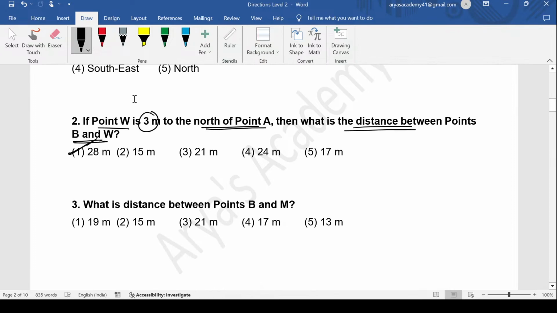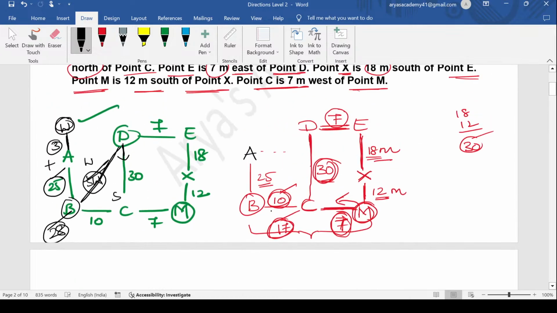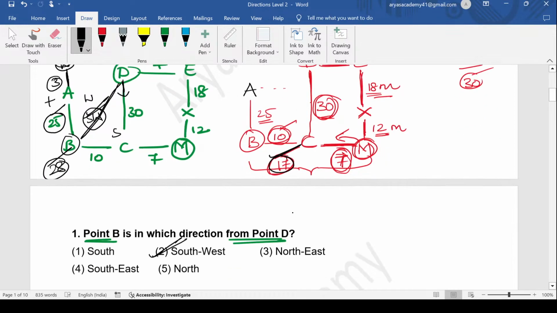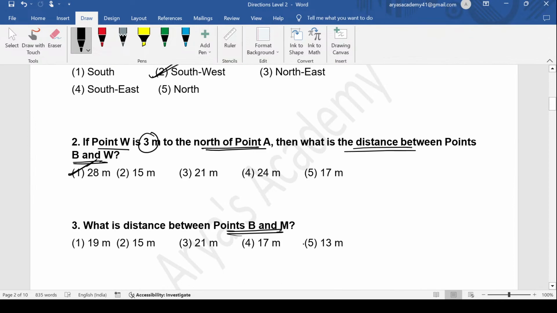Yes, we will move to question number 3. What is the distance between points B and M? So I already told you, I have written it here, right? Distance between B and M is 10 plus 7, that is 17, which is at option 4. So that's it. The answer for question number 3 is 17 meters or option number 4.